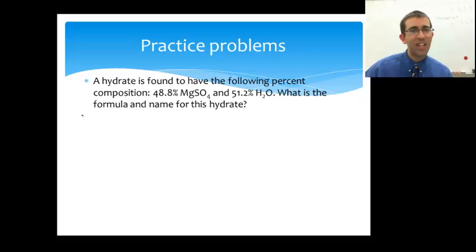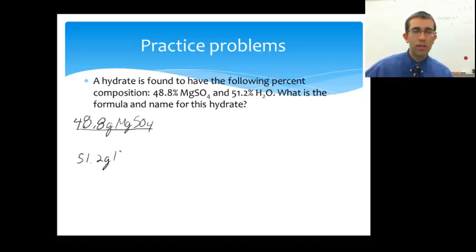Alright, first step. Take your percents and put them into grams. That should sound familiar. So we have 48.8 grams of magnesium sulfate, so grams of this entire part of the compound. And we have 51.2 grams of H2O. That's your first step. Now your next step, maybe you guessed it, convert to moles. So grams is going to go down here. We want moles of our magnesium sulfate. We're going to do the same thing with water.